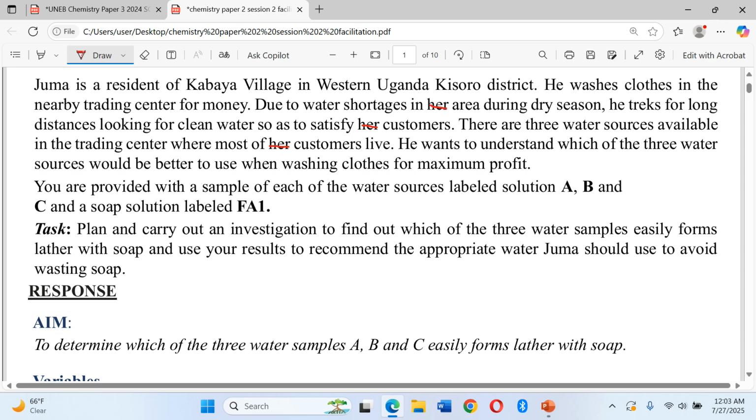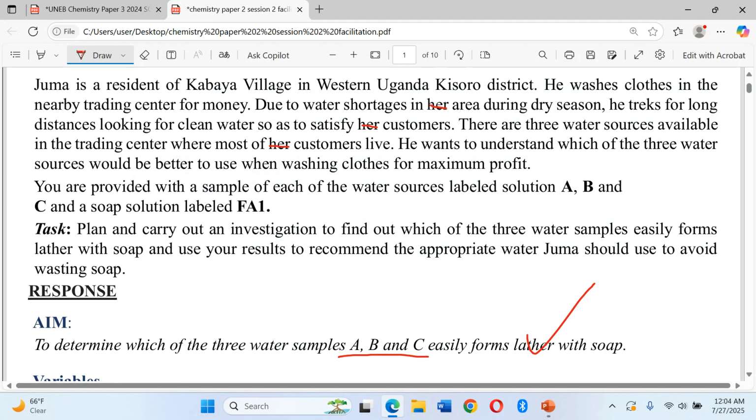Now, I've seen some of the learners saying which of the 3 water samples easily forms lather. You're not telling us the water samples. You need to tell us which of the water samples A, B, and C easily forms the lather with soap, and you get your nice score. So my emphasis is on this, that we need to also talk about these samples. The first sample is from A, another sample is B, another sample is C.